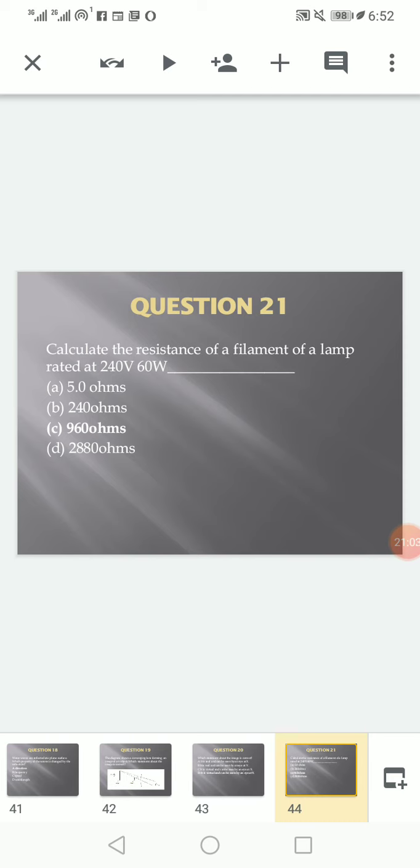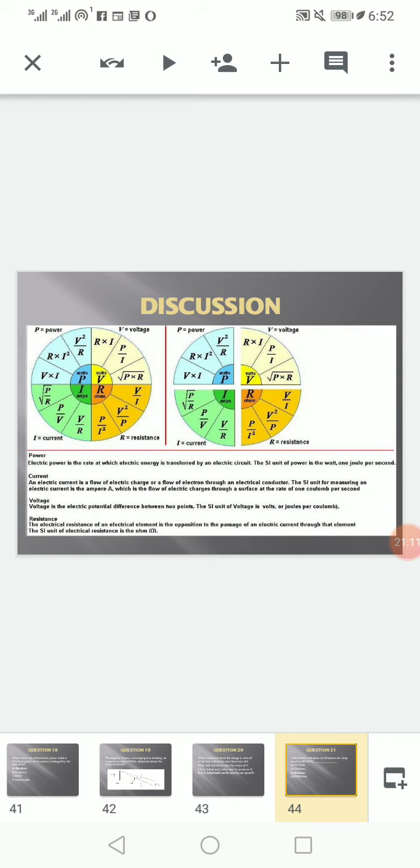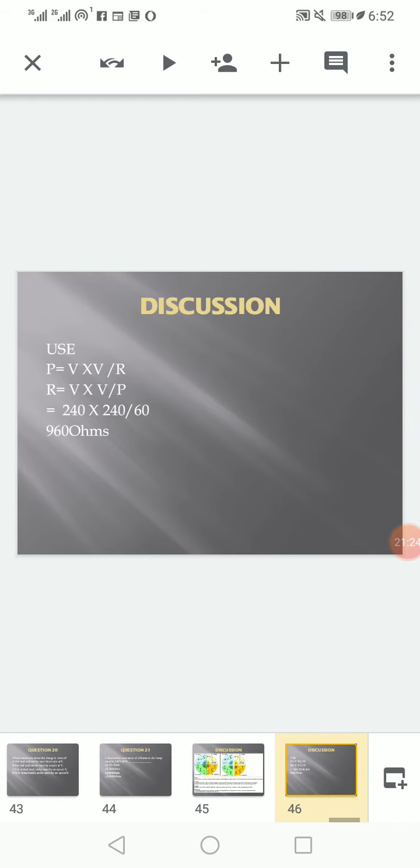This question says, calculate the resistance of a filament of a lamp rated 240 volt and 60 watt. I also need you to study this formula very well and memorize it. It will help us in solving different questions on electrical energy and electrical power. The formula to use is P equals V squared over R, or P equals V times V over R, where V is our voltage in volt, and R is our resistance in ohm. When we do that, it will give us 960 ohms.